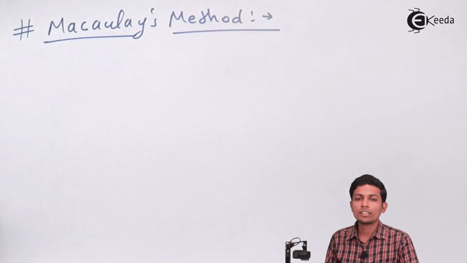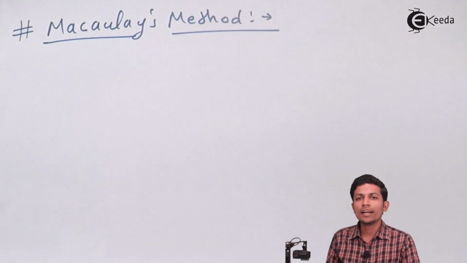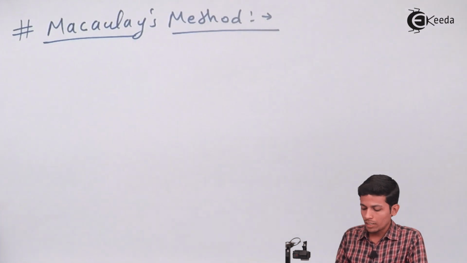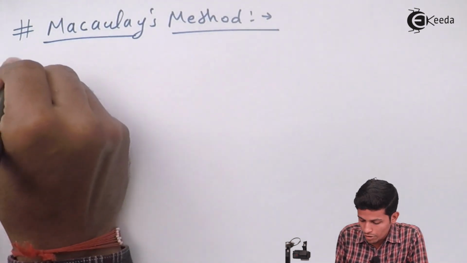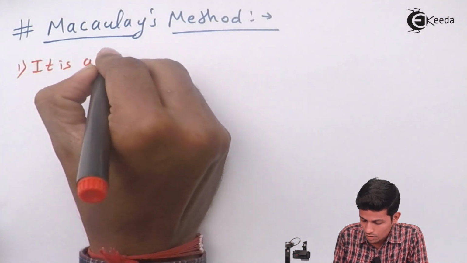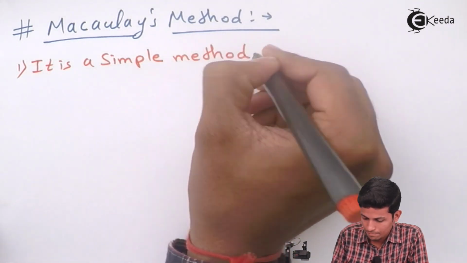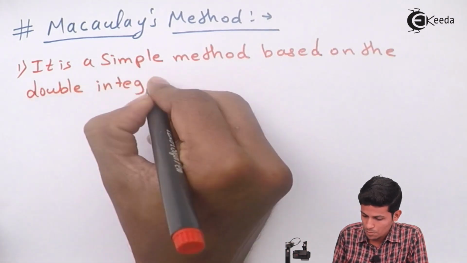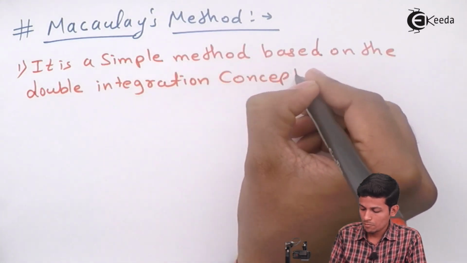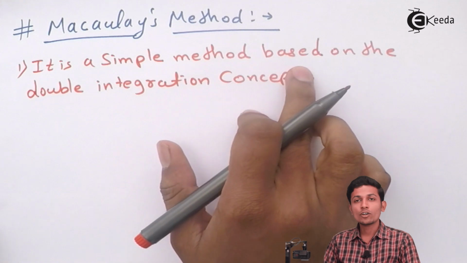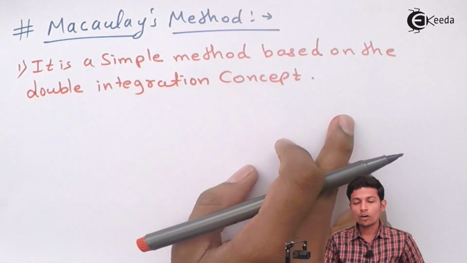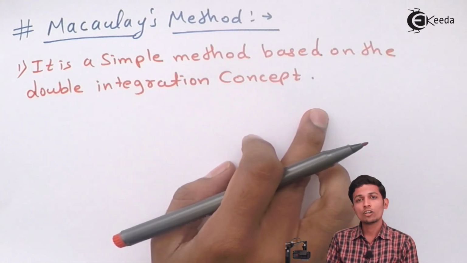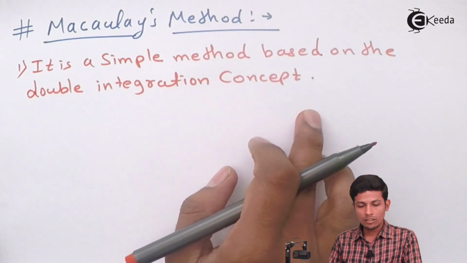Now by using Macaulay's method, you have to find the slope and deflection, which come in the exam, whatever is asked. In Macaulay's method we have to remember certain points. Number one: it is a simple method based on the double integration concept. Macaulay's method is also known as the double integration method. Please remember these things.